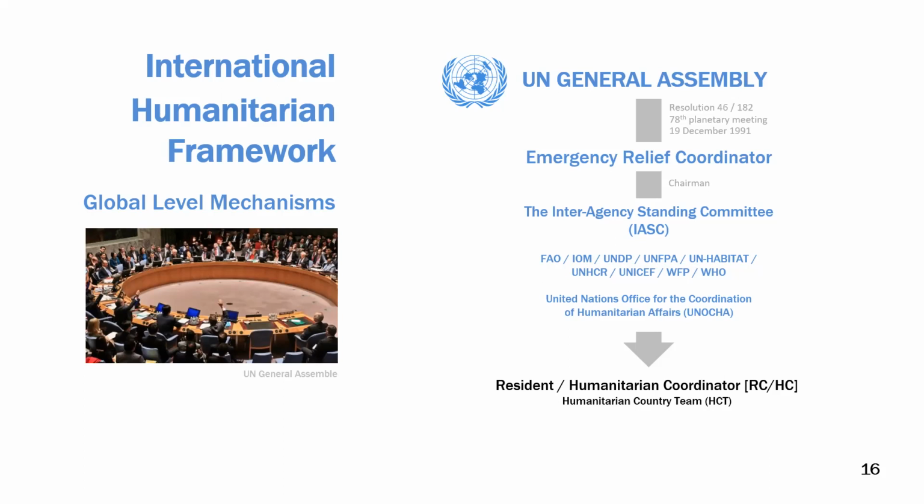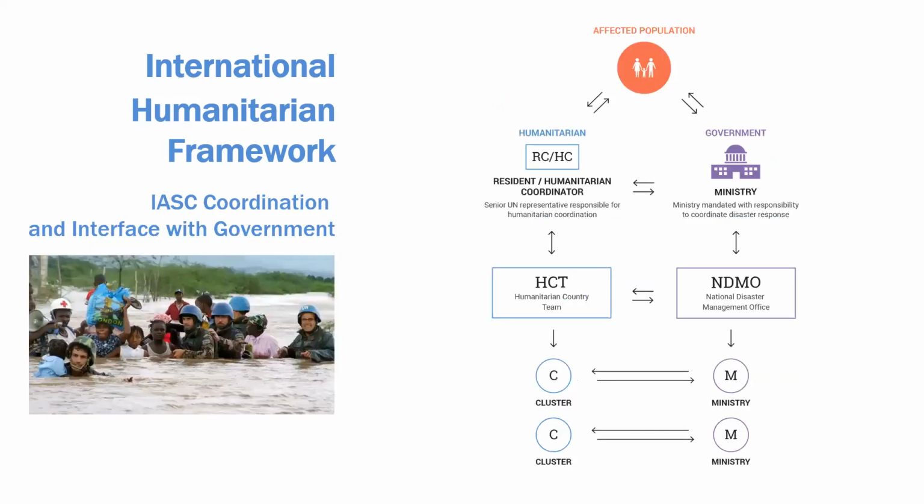This looks like a global mechanism, but scaled down to a country mechanism. They have a humanitarian coordinator in each country team. This is the framework at country level, where each sector works closely with government at ministry level, and they already have a connection together. And this will work when the country makes a request to the UN, and then this mechanism will be activated.